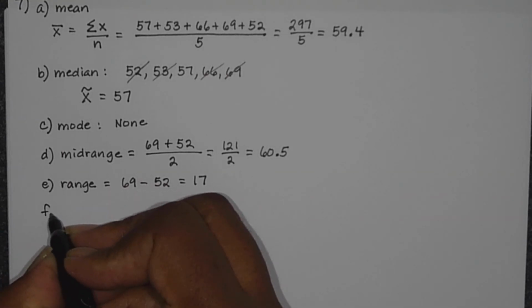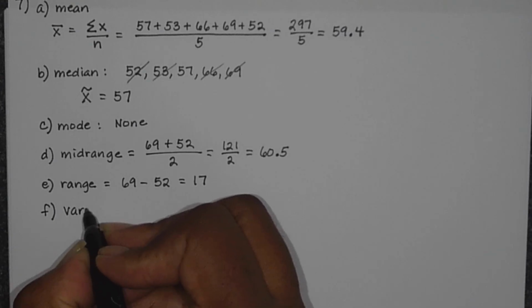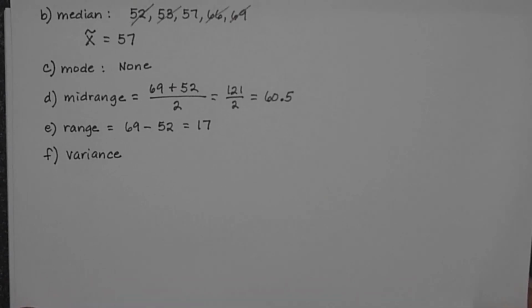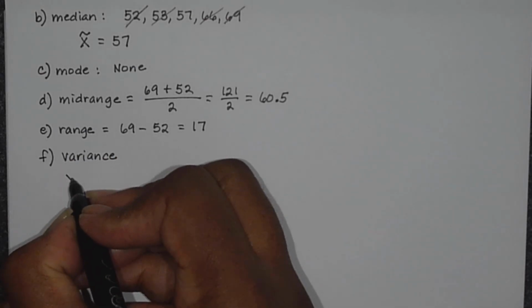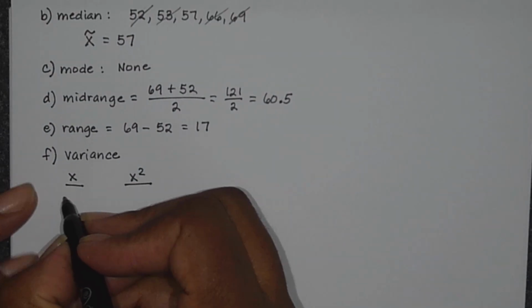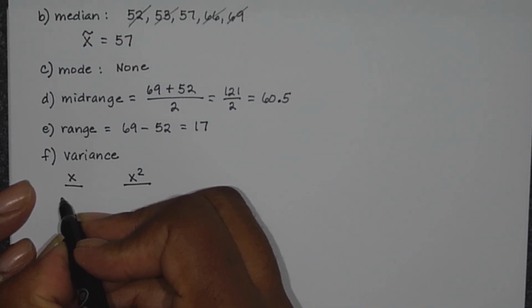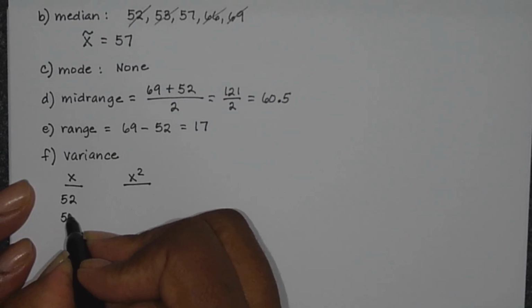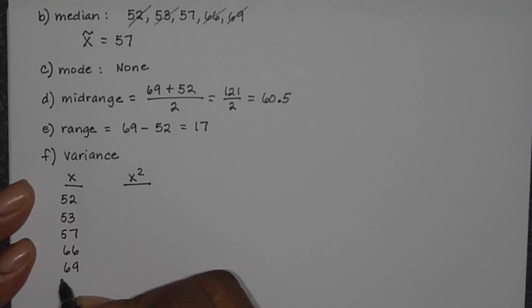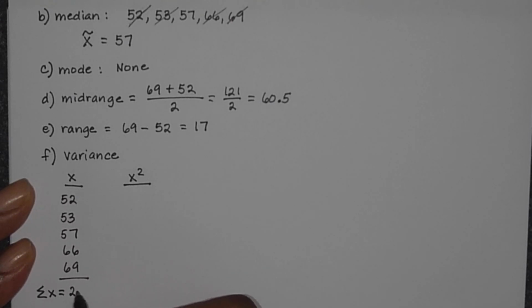Now, part F is finding the variance. That's where we use that shortcut formula, which only involves just the x and just x squared. So the x would just be, now of course, I'm writing out the numbers in numerical order. And I think we found out what the sum of these numbers was. That was 297. That was back when we found the mean of that data set.